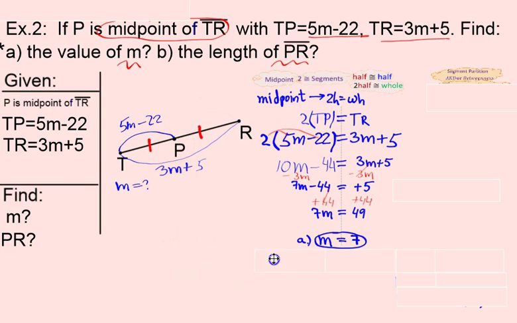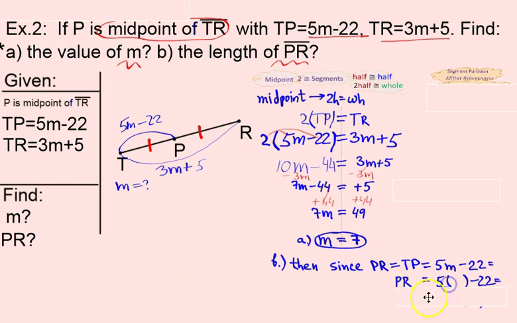So, as part of our reasoning, we will say then it is true that since PR is congruent, therefore equal in measure to TP, we can use the expression 5m minus 22 to find the length of PR. And so at this point, the substitution of m will allow us to evaluate this expression and find the length of PR as 13 units.